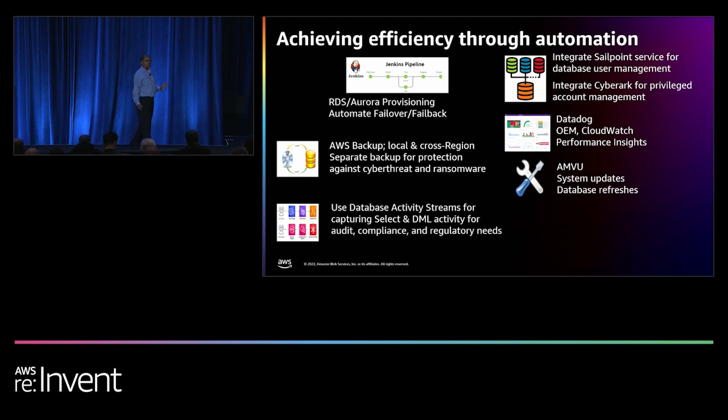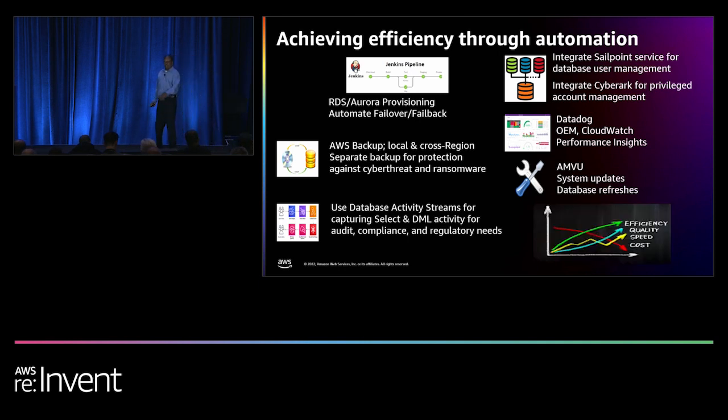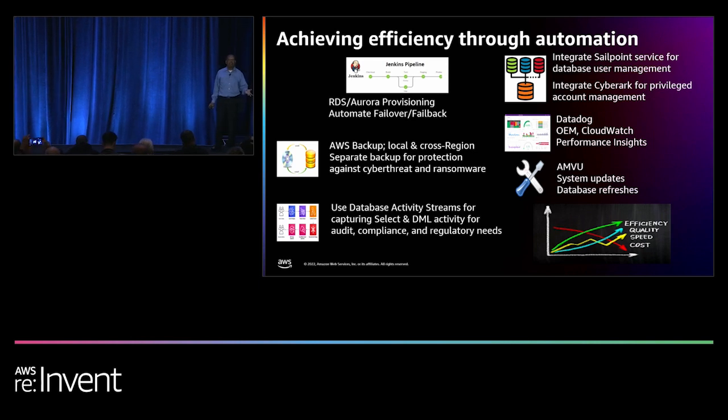Database refreshes became much easier because we were able to use AWS Backup and provide copies to developers, the QA teams, and production support teams. With all these activities, we were able to increase our efficiency of operation, our quality of service, and also the speed and performance of many of our databases, and also cut down our operational cost significantly.